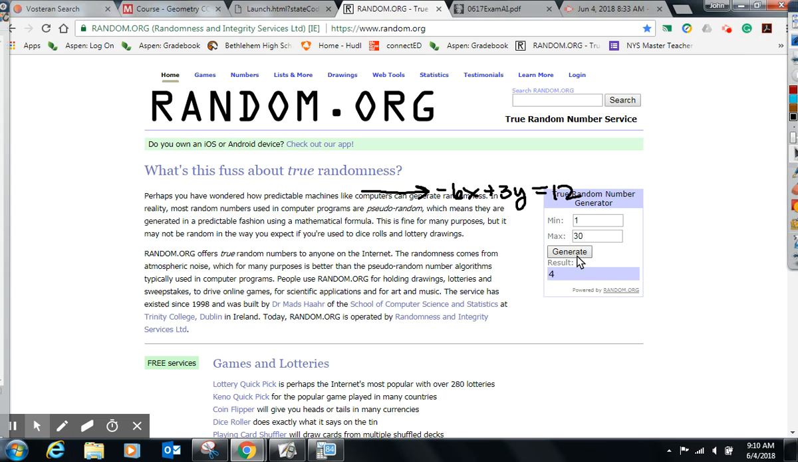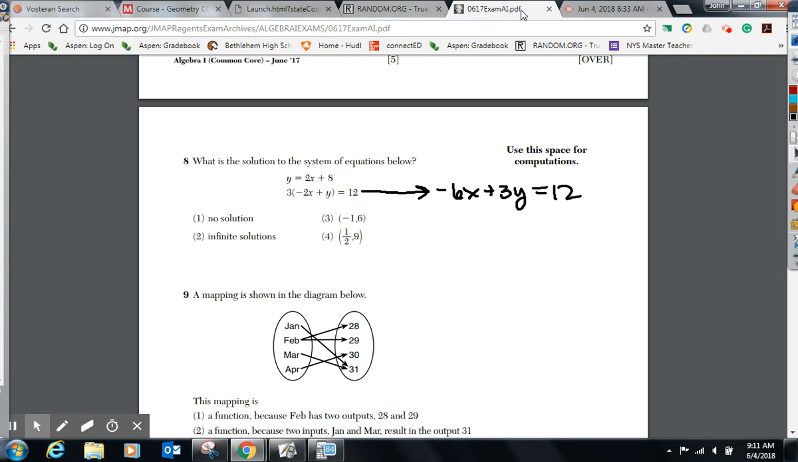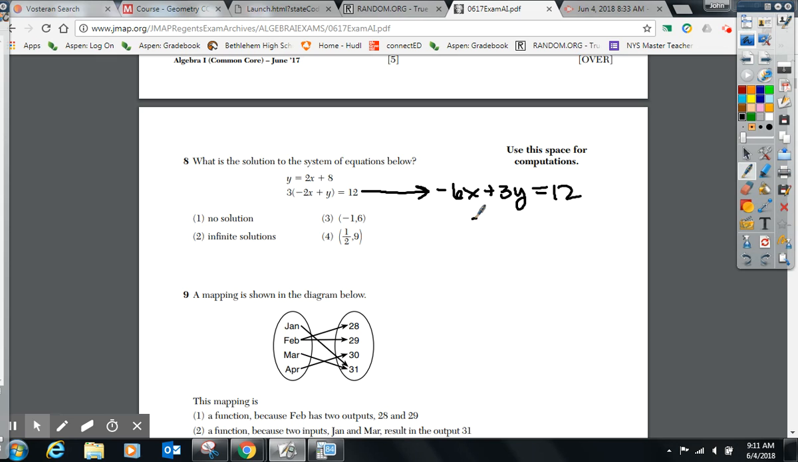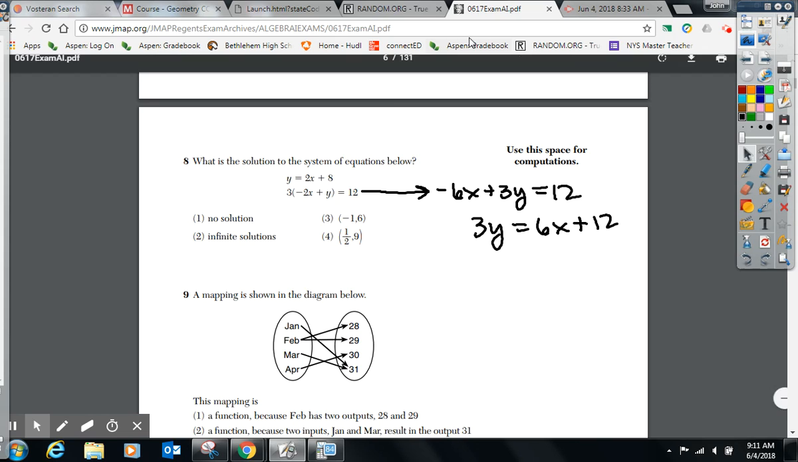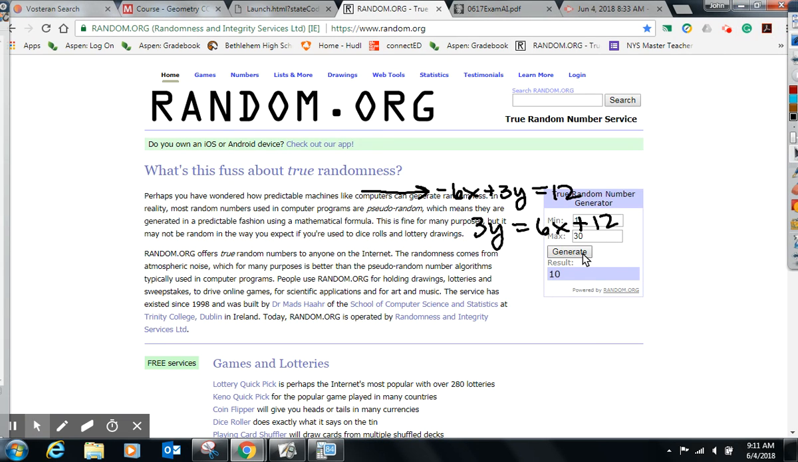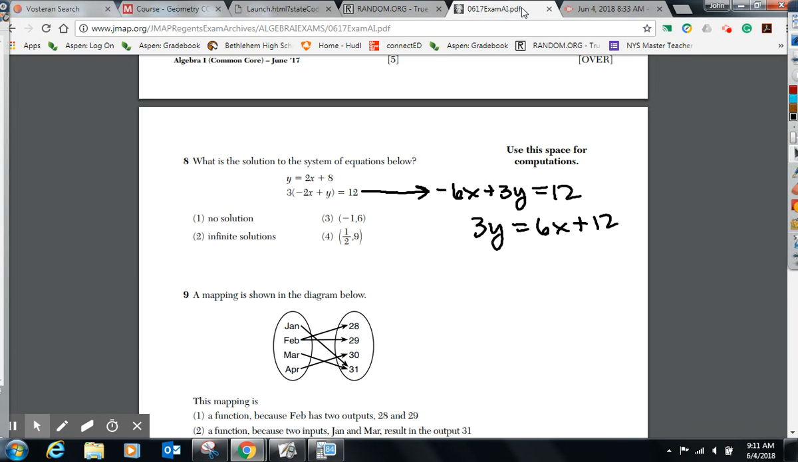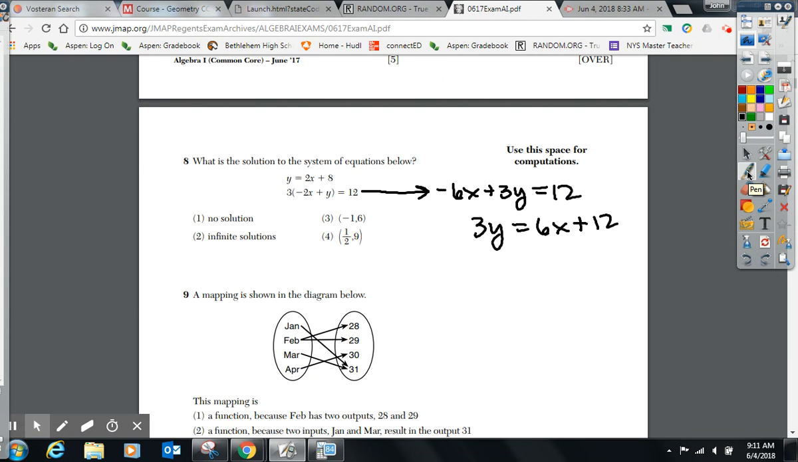Okay, let's turn this problem over to number 4 now. How do I get y equals now? Well, what do I do first to get this started? Okay, so 3y equals 6x plus 12. Next step to get it going to y equals. Okay, so go ahead. y equals, divide by 3.